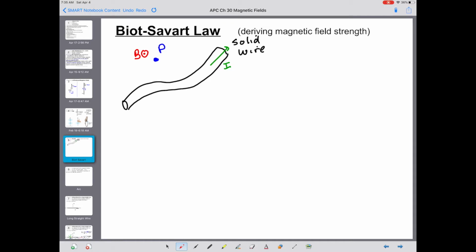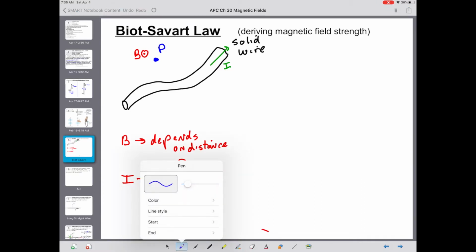Now, the Biot-Savart law basically describes how this field is calculated. If we think about the field, the closer we are to the current-carrying wire, it'd be logical to assume that it's stronger. The further away, the weaker. So it will depend on the distance from that wire, which we'll call R. We can also get a stronger magnetic field if we adjust the current. I'm not going to derive the equation, but rather I'm going to give it to you, talk about the logic, and then apply it.